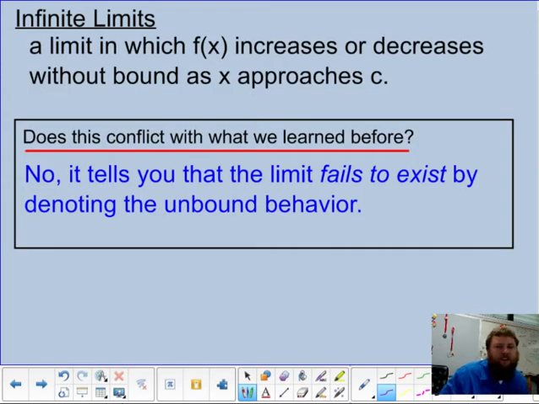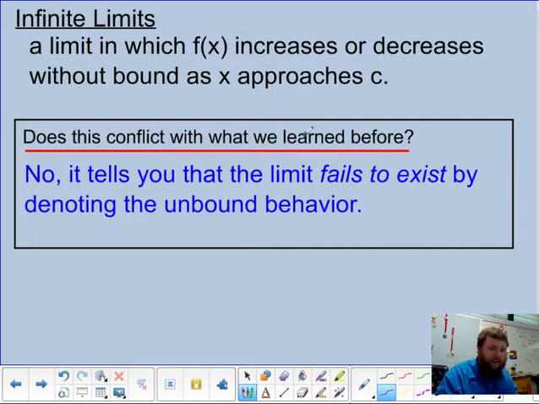But here's a question you're going to have. A limit is when f of x increases or decreases without bound as x approaches c. That's the official definition. But wait, doesn't this conflict with what we learned before? Didn't I say if it's infinite, you can't do that? If it goes to negative or positive infinity, we say it doesn't exist. I did say that, and that's still true.